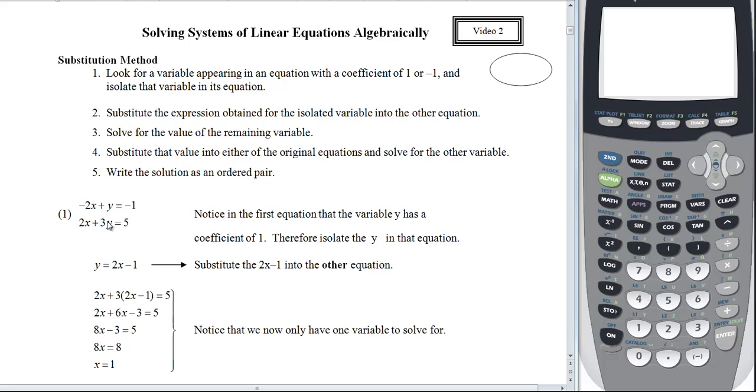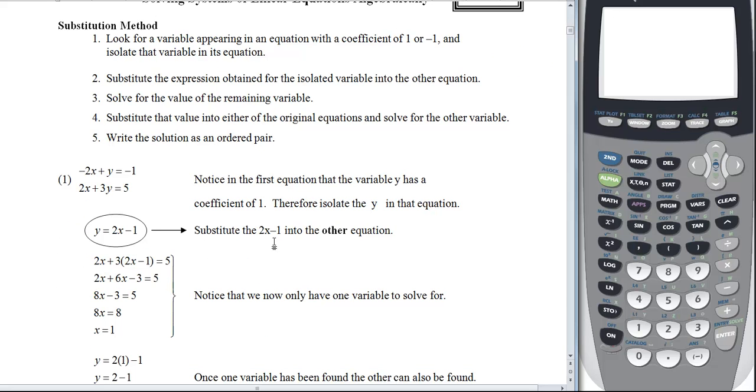I've got this system, but guys, notice step 1. Look for one of the variables that has a coefficient of 1 or negative 1. As you compare, the only one that satisfies that is this y right here. Notice in the first equation that the variable y has a coefficient of 1. Therefore, isolate the y in that equation. So I would add 2x to both sides. Now normally when I isolate one of the variables, I put a circle around it, and I'll tell you why here in just a bit.